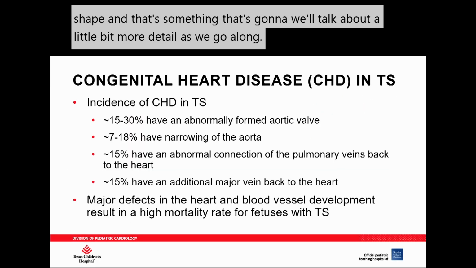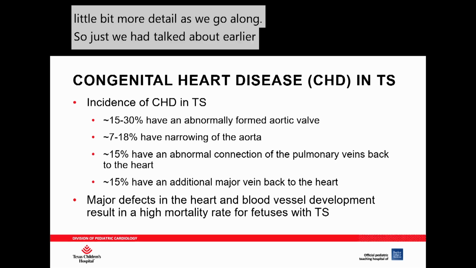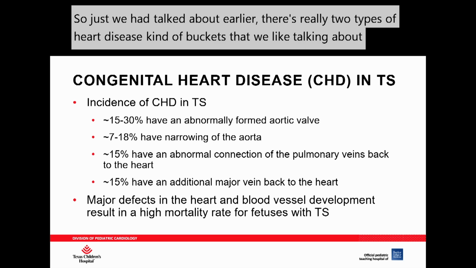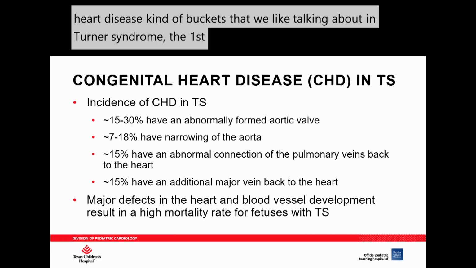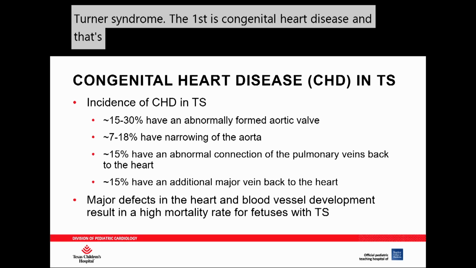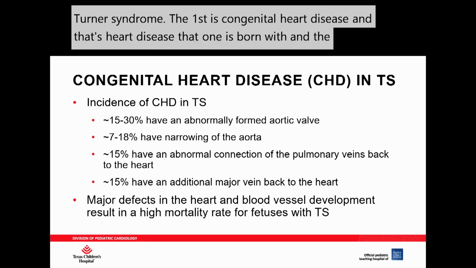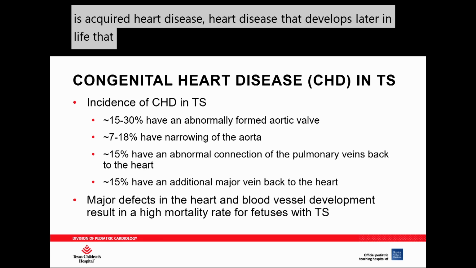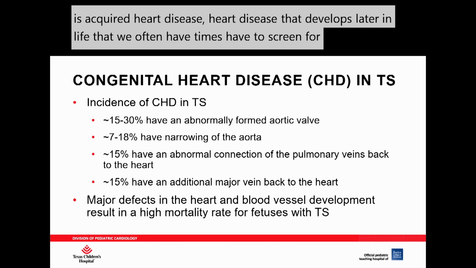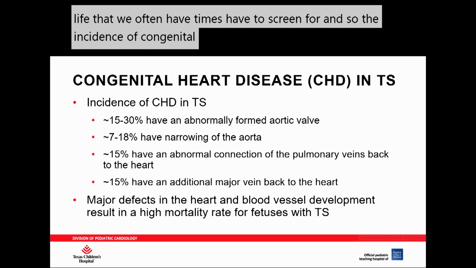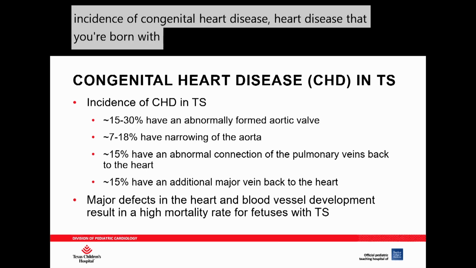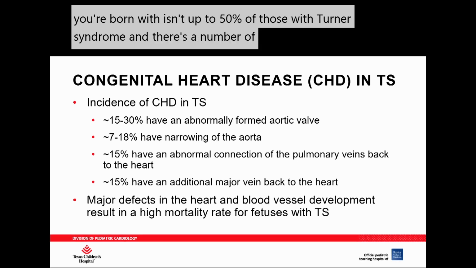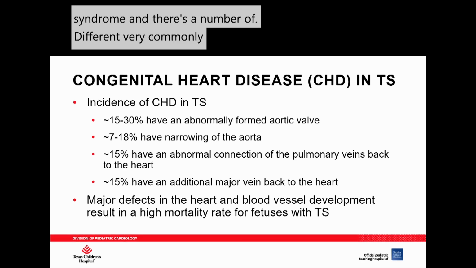So just as we had talked about earlier, there are really 2 types of heart disease buckets that we like talking about in Turner syndrome. The first is congenital heart disease, and that's heart disease that one is born with. And the second one is acquired heart disease that develops later in life and that we oftentimes have to screen for. And so the incidence of congenital heart disease that you're born with is in up to 50% of those with Turner syndrome.